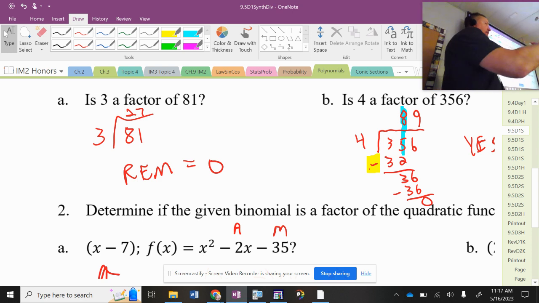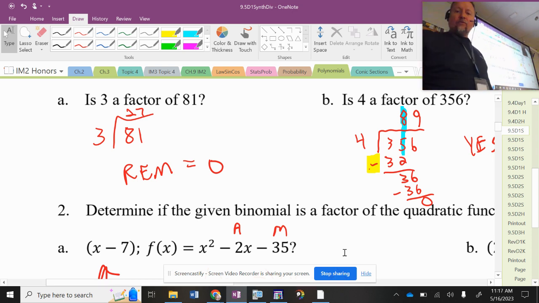Factors is the form of the word factor. So is x minus 7 a factor of this quadratic?